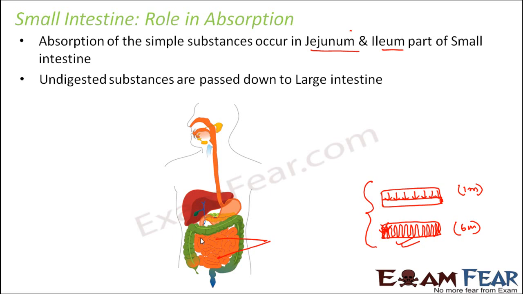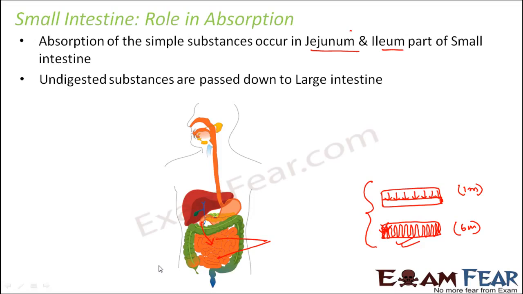So what we mean to say is that complete digestion happens in the duodenum, and then the digested food, the simplest form, reaches the jejunum and ileum. There all absorption takes place, a complete absorption, and then the undigested substances, those which could not be digested by the small intestine, are passed into the large intestine. So that is what happens in the small intestine as far as absorption is concerned.